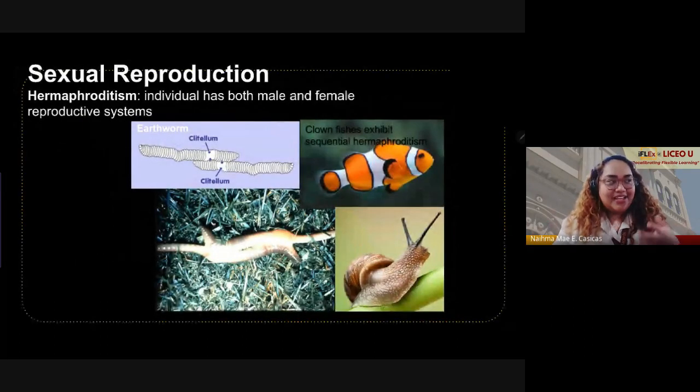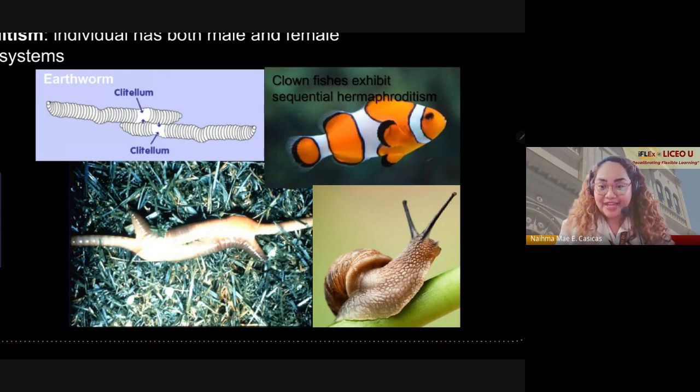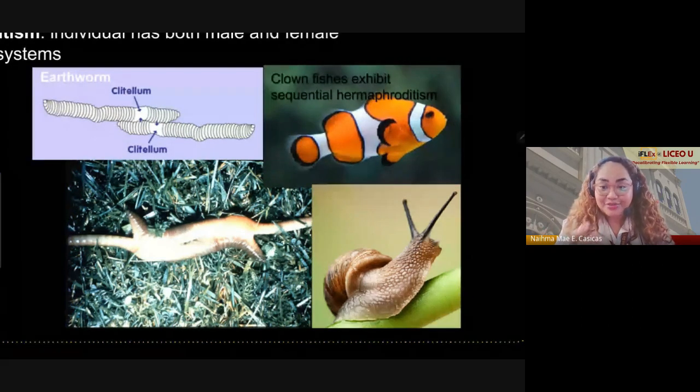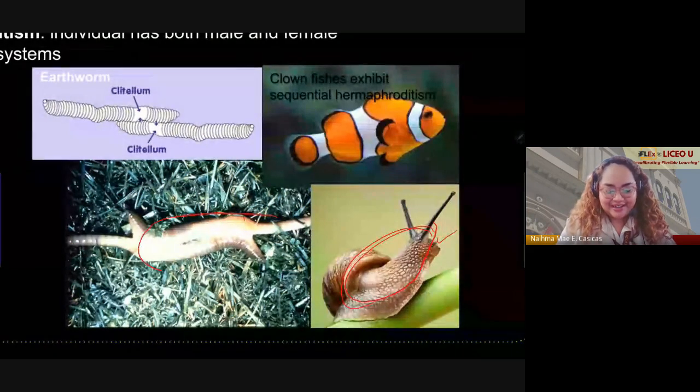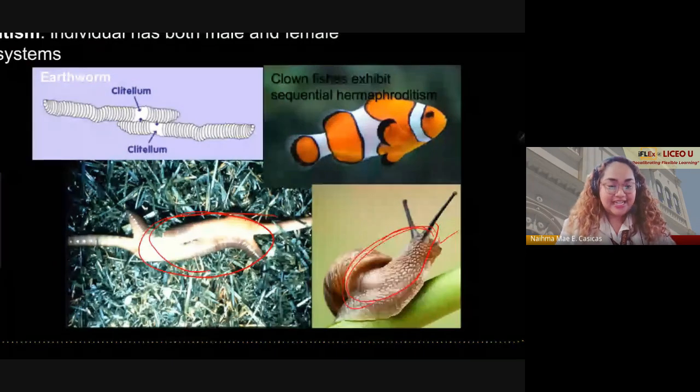Now, one of the idiosyncrasies about sexual reproduction in some of these animals is that there are animals that are hermaphrodites. What are hermaphrodites? There are animals that are both male and female in nature, natural to them, like for example your slugs and snails. Slugs here on the left, snails on the right.